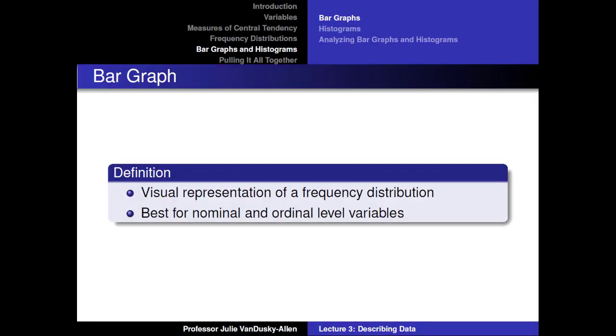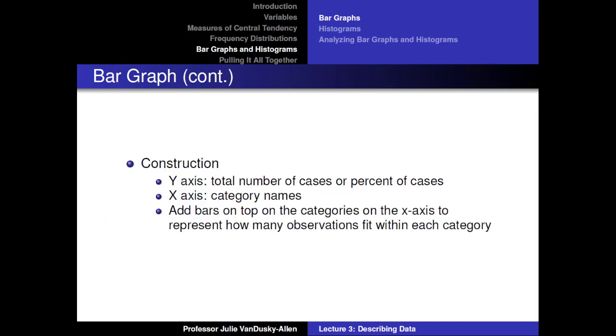In the next part of the lecture, I will show you how to make a bar graph. A bar graph is a visual representation of the data from a frequency distribution. As such, it is best used for nominal and ordinal level variables. When you construct a bar graph, you place the total number of cases, or percent of cases, on the y-axis and the category names on the x-axis. Then you add bars on the top of the categories on the x-axis to represent how many observations fit within each category.